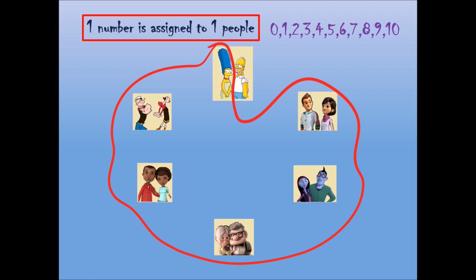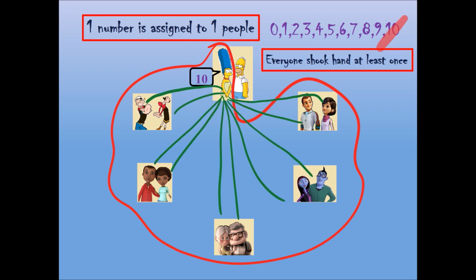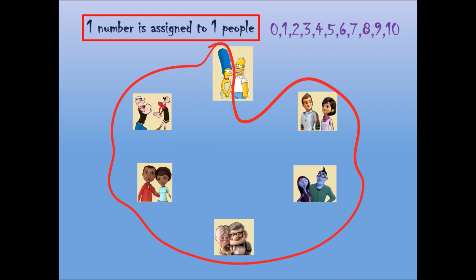Now suppose 10 is assigned to Mrs. Homer. What does it mean? It means that she shook hands with everyone and that everyone from these 11 people shook hands at least once. However, this contradicts the statement that one number is assigned to one person, as the number 0 is unable to be assigned. Hence, the assumption that 10 is assigned to Mrs. Homer was wrong.